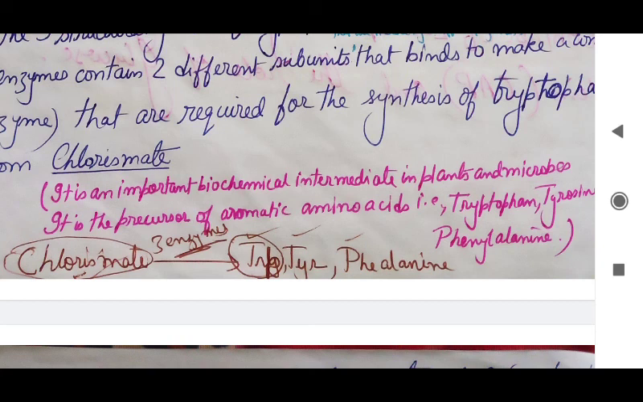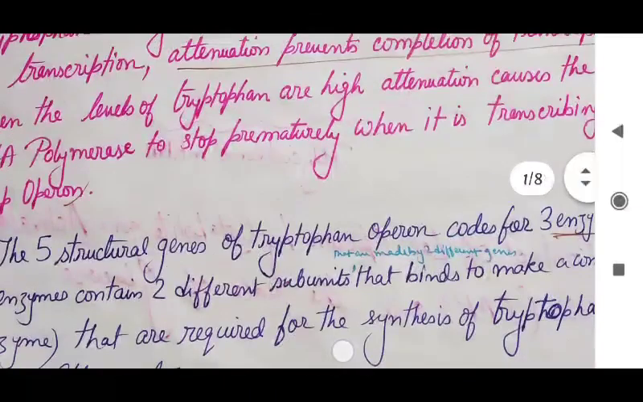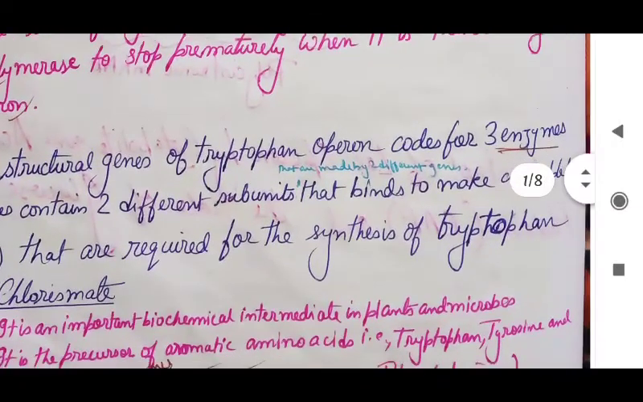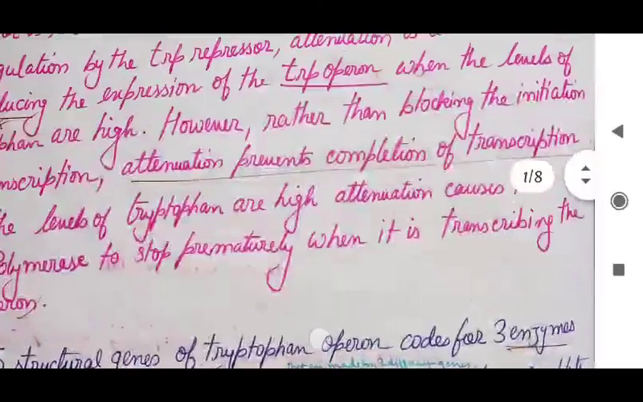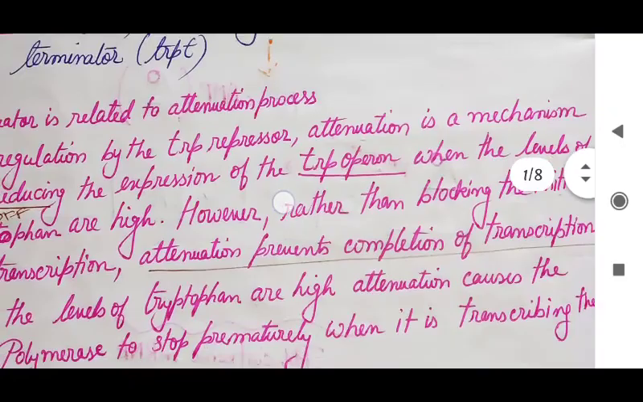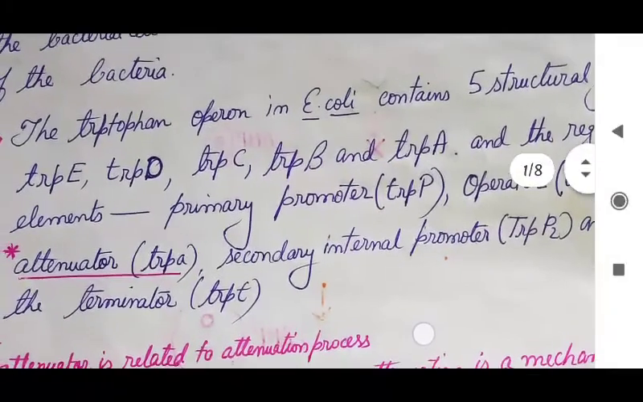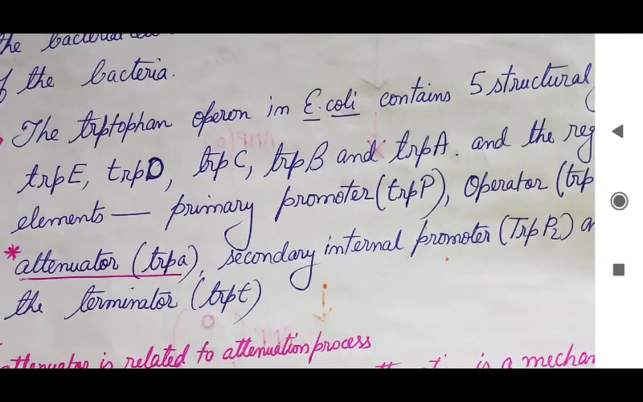We are discussing how, from chlorismate, tryptophan will be made with the help of these three enzymes found in the tryptophan operon. The three enzymes are coded by five genes, and the names of the five genes I have mentioned: TRPE, D, C, B and A.